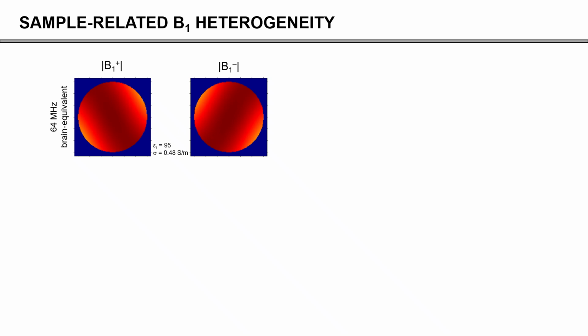Now let's say we're on a relatively low field, and now we have made a phantom that is a so-called brain equivalent phantom. This phantom with these permittivity and conductivity values approximates the B1 distribution in the human brain quite well. You can see that at this lower frequency it is fairly homogeneous even though it is a conductive sample. You can see there is a small difference between B1 plus and B1 minus, but overall things are pretty homogeneous.